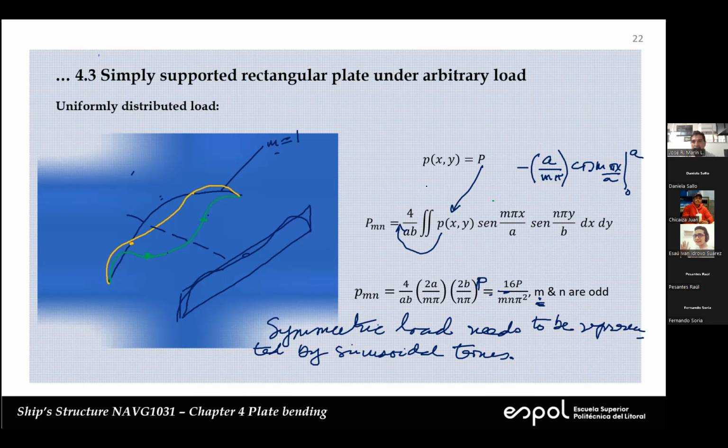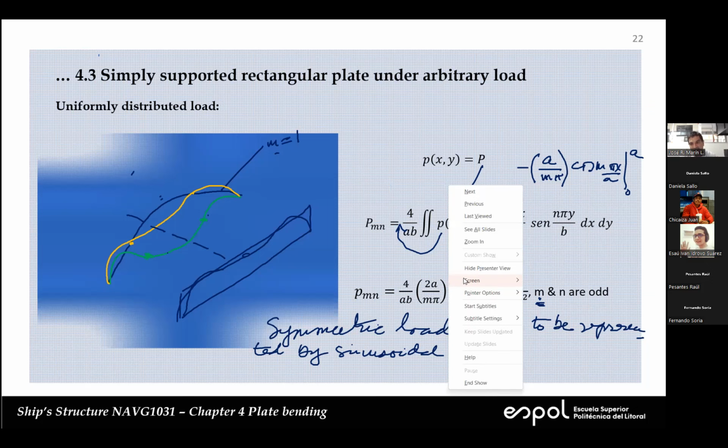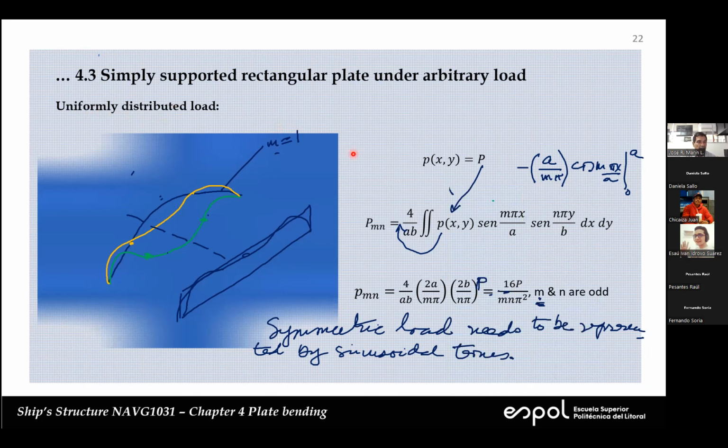Now, in this case, as you can see here, the P is constant, of course, because this is uniform. And please remember that P in this case has units of force over length squared, because this is force per area. So we put this into here, and since it is a constant, it doesn't depend on x or y, you can take that out of the integral. And now we can proceed and we can integrate.